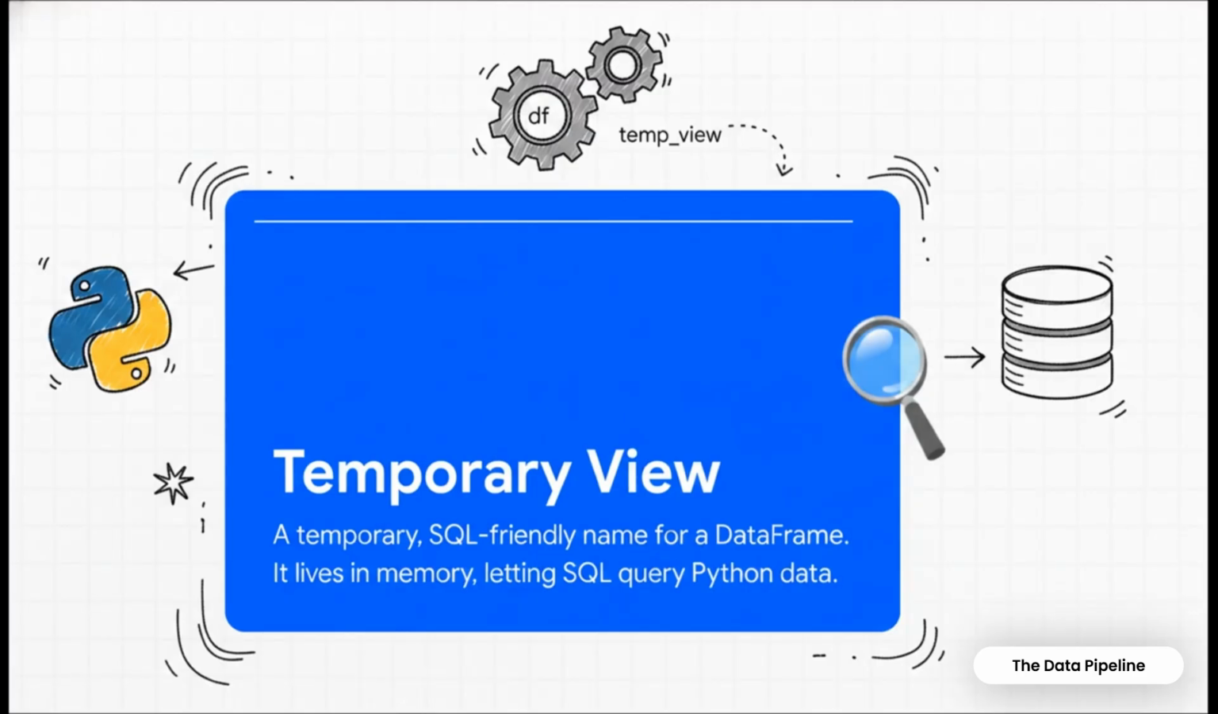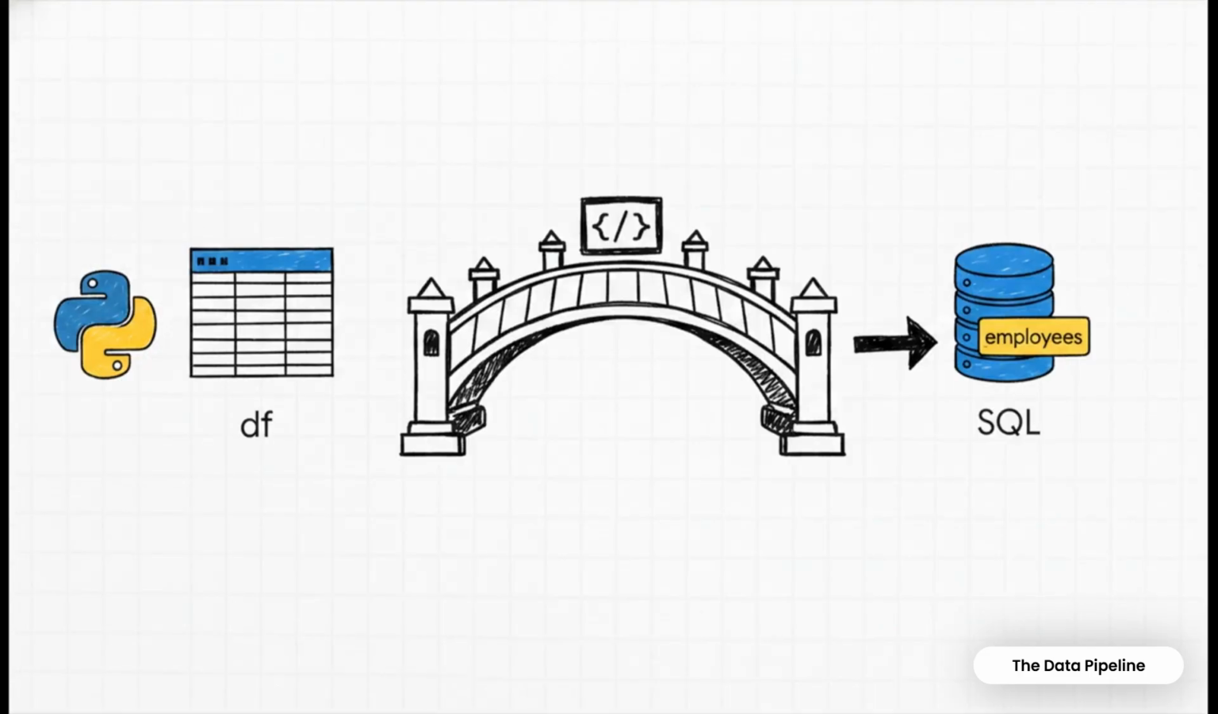So, to make our SQL code see the data frame that we just created in Python, we have to do one really simple thing: create a temporary view. The best way to think about it is we're just giving our Python object, df, a temporary nickname that SQL can recognize. It only exists for our current session, it's not permanent. And this is the line that does all the work.